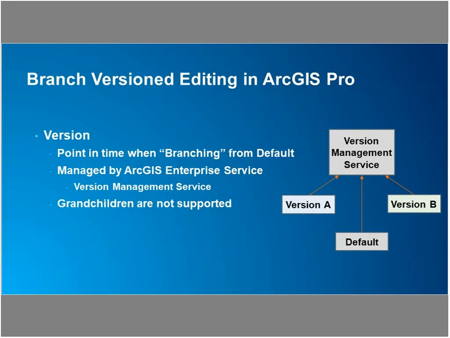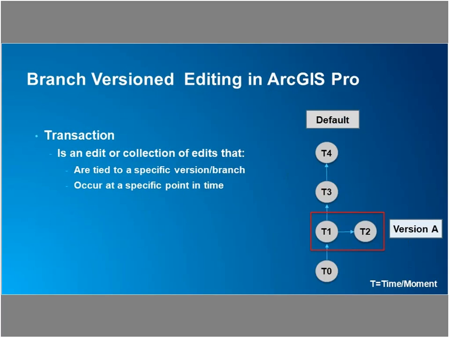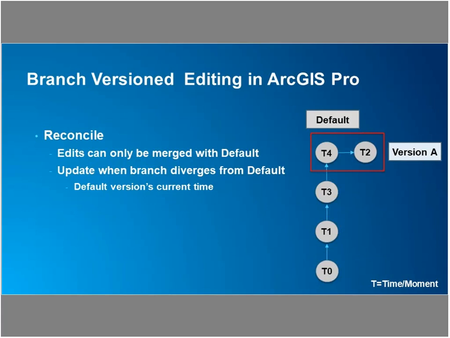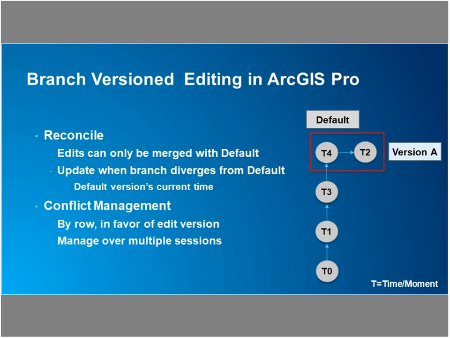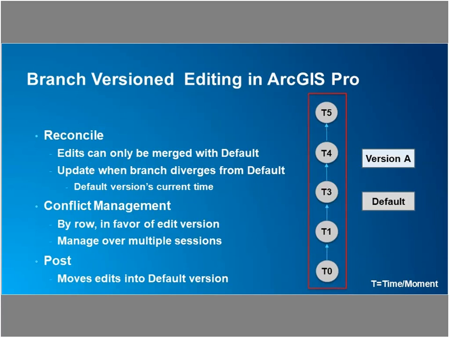Unlike traditional versioning, a version is always a direct child of default. Branch versioning sees a transaction as an edit or collection of edits that occur at a point in time and is tied to a specific version or branch. When you reconcile a version, its branching off moment is updated to include the most recent edits in the default version. For this reason, default will always be the target version. With branch versioning, conflicts are identified at the row level. While the current version's changes will take precedence, the conflict manager can be used to review each conflict and make changes. Since conflicts are persisted in the geodatabase, you can manage conflicts over multiple sessions. Finally, the post operation merges any changes from the current version with default.